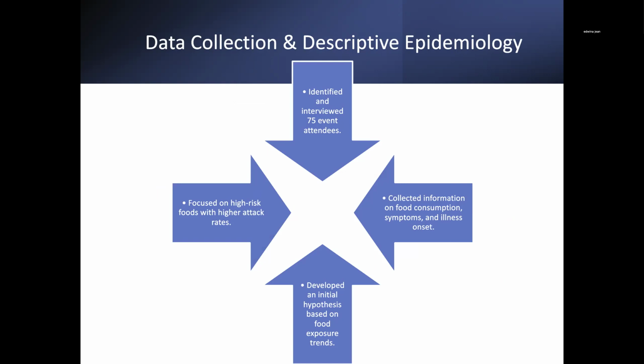Next, develop an initial hypothesis based on food exposure trends. After reviewing the data, I saw along the way that it was hot dogs and carrot salad that had the highest numbers. So from there, I started to focus my study through SS Studio on those two parts of the menu. And lastly, focus on high risk foods with high attack rates, as I just mentioned.